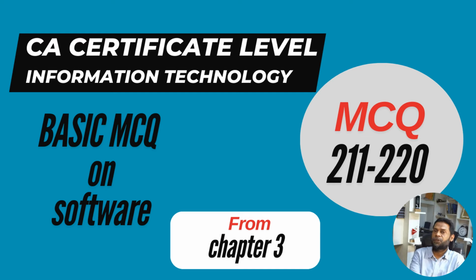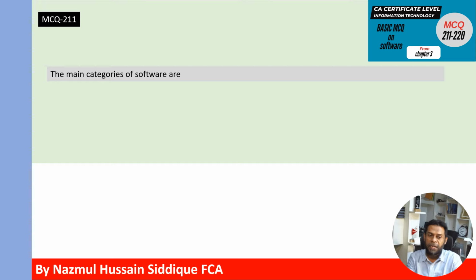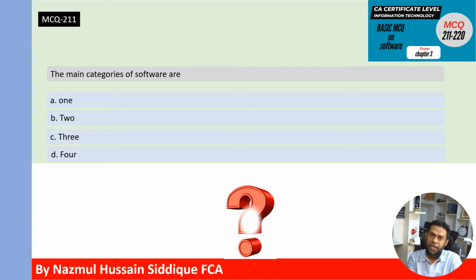In this episode, we shall practice 10 basic level multiple choice questions on software. First one. The main categories of software are: option A, 1; option B, 2; option C, 3; option D, 4. How many categories of software are known as the main categories of software?